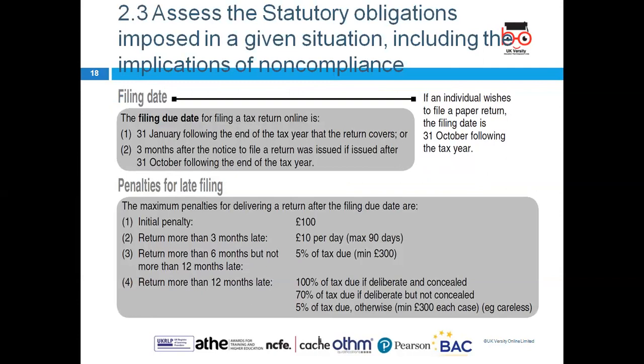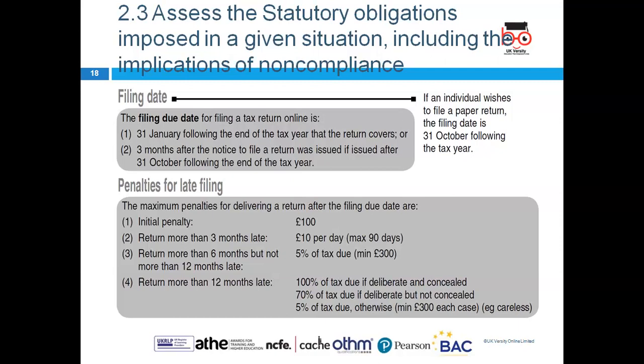If you don't comply, failing the due date for the tax return on the 31st January, we know what will be the penalty. After 3 months' notice, and on 31st October, the end of the tax year, the maximum penalty for delivering the return after the due date: the initial penalty is £100. A return more than 3 months late is £10 per day, maximum 90 days, and then 5% of tax due, minimum £300. Yes, the rate can be higher for a return more than 12 months late.